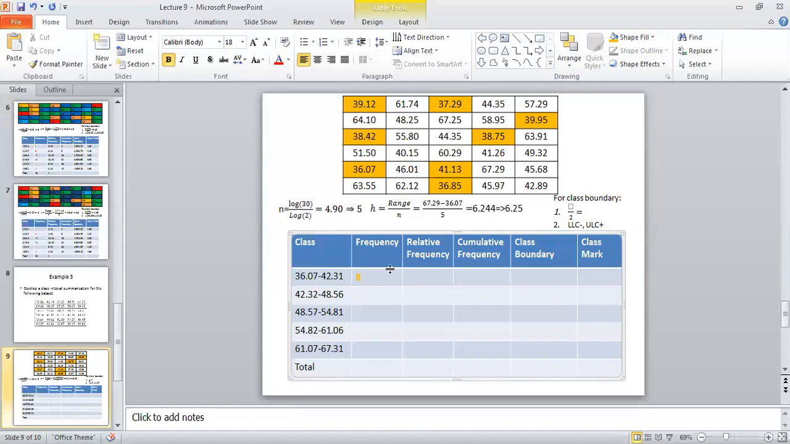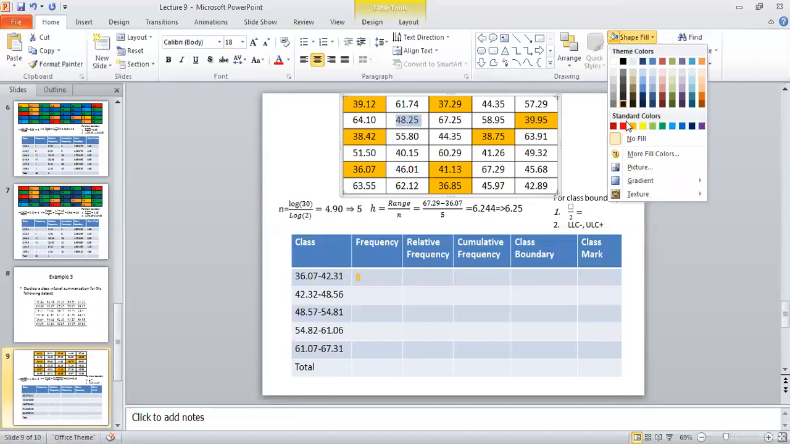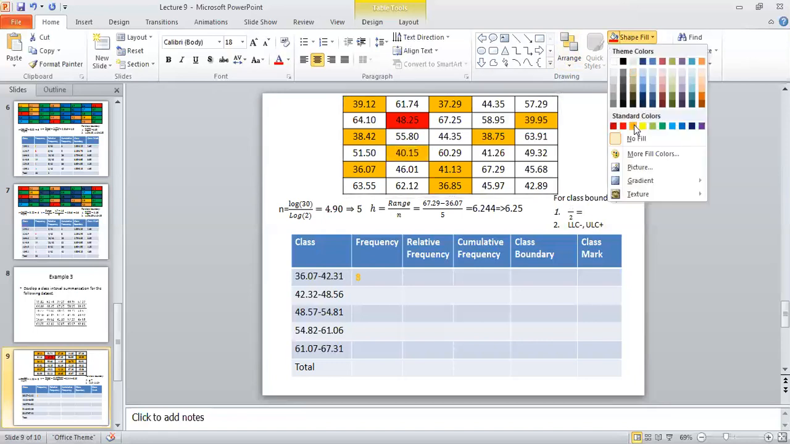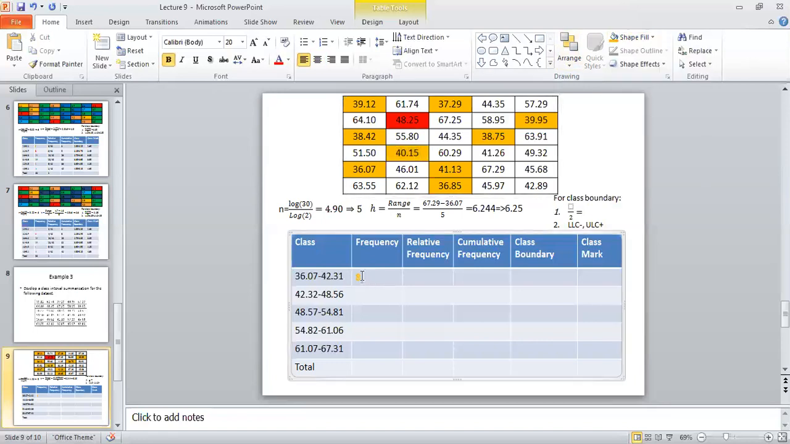Then 42.32 to 48.56. So 42 to 48, the integer part, and here we have got 48.25. So for the next class I'm picking another color. 42 to 48. Now you see, we missed this one. 40.15 was missed because it is not part of this class, but definitely was part of the previous class. So I'm going to mark it with yellow. I'm going to increase this 8 to 9. And we'll see if we miss other values as well.